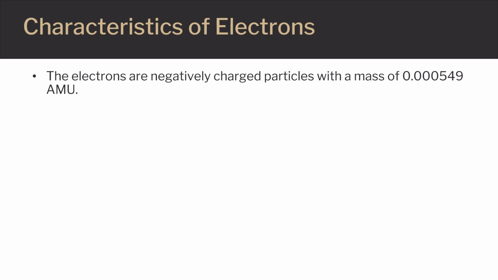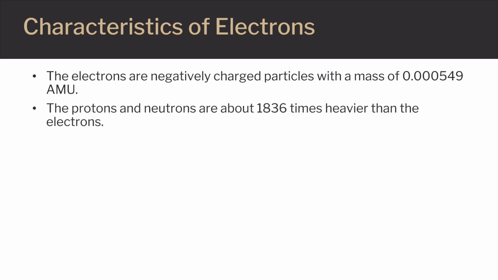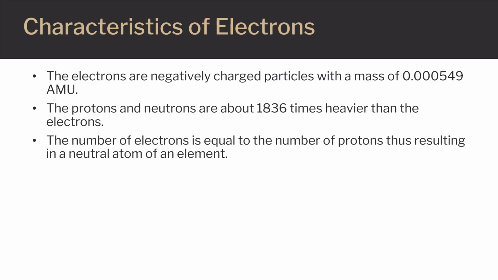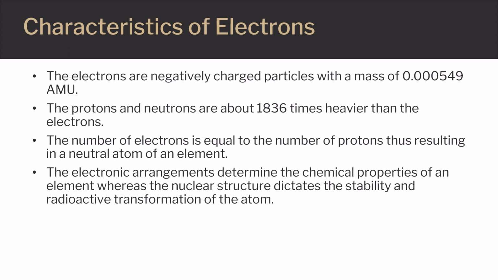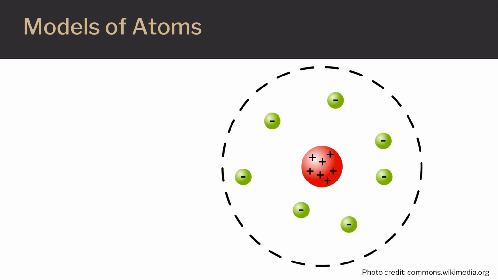The electrons are negatively charged particles with a mass of 0.000549 AMU. The protons and neutrons are about 1,836 times heavier than the electrons. The number of electrons is equal to the number of protons, thus resulting in a neutral atom of an element. The electronic arrangements determine the chemical properties of an element, whereas the nuclear structure dictates the stability and radioactive transformation of the atom.